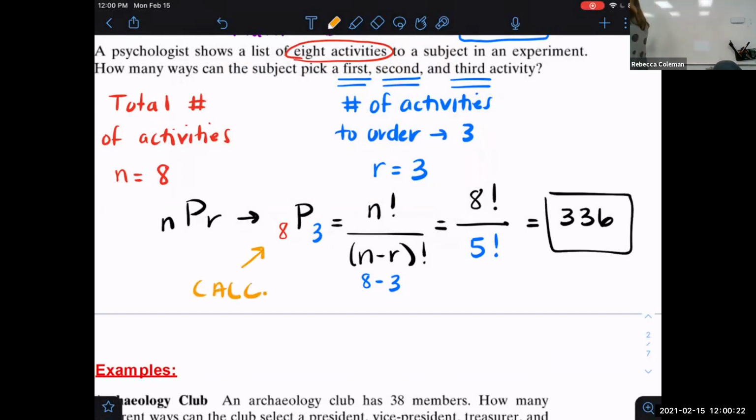Most of the time, you type in n. So in this case, I would type in 8 in my calculator, go find your NPR, type in 3, and when you enter, that's going to tell you that same thing that the formula did, which is 336 possibilities.